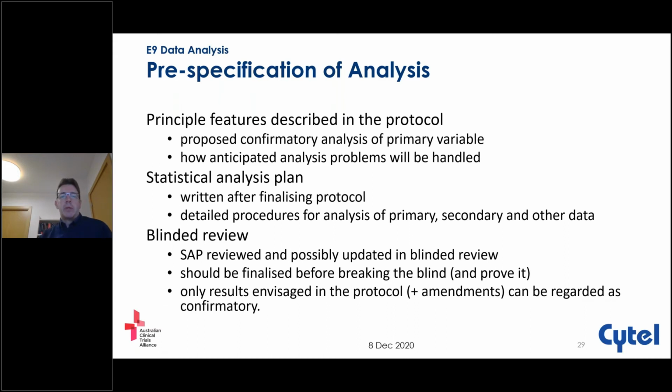Only results envisaged in the protocol and the statistical analysis plan can be regarded by regulatory bodies as confirmatory, and everything else is post hoc. And so it was good to write a good document to pre-specify the analysis.